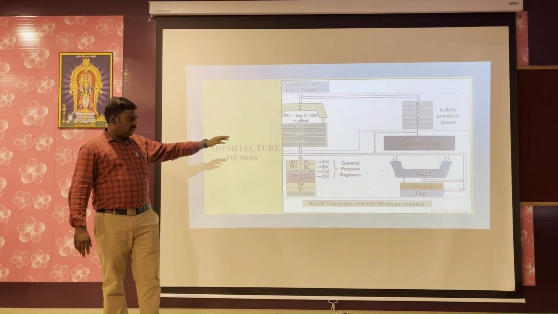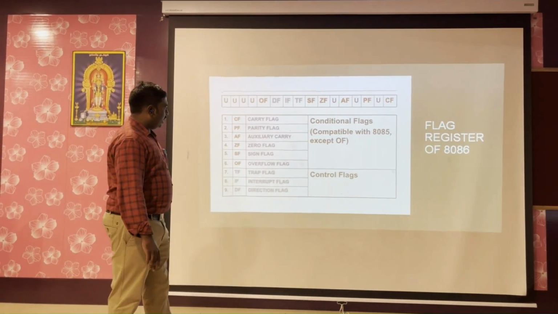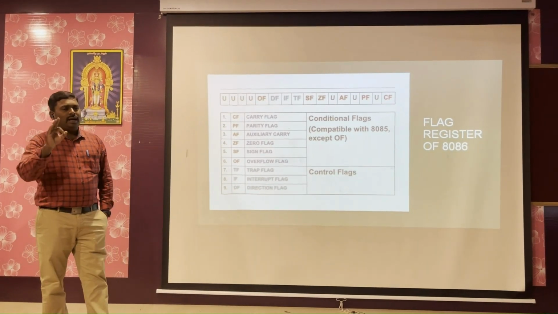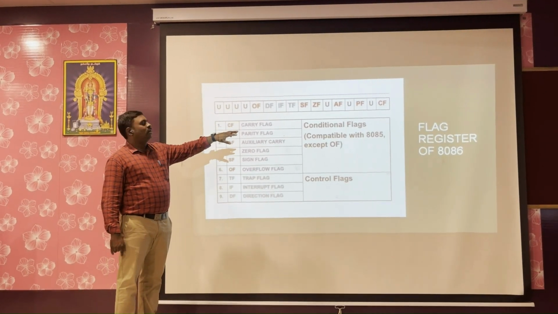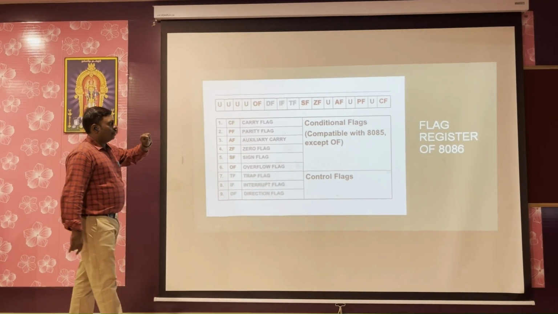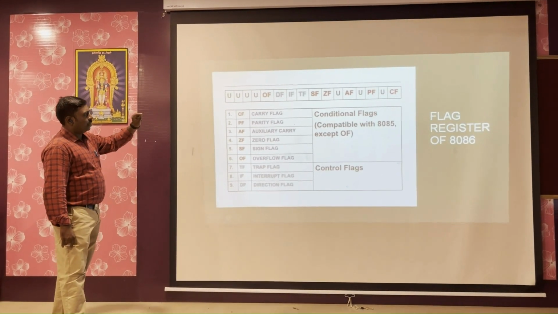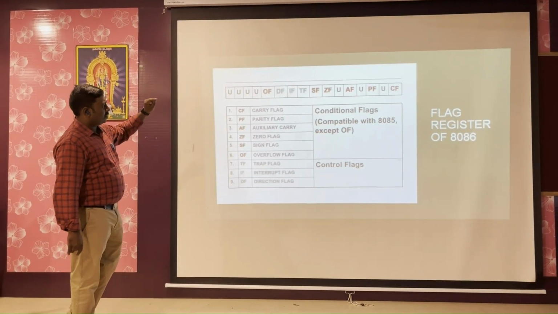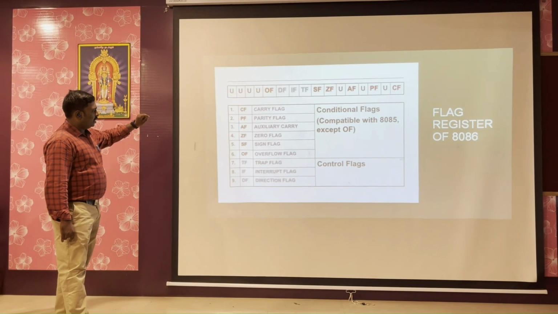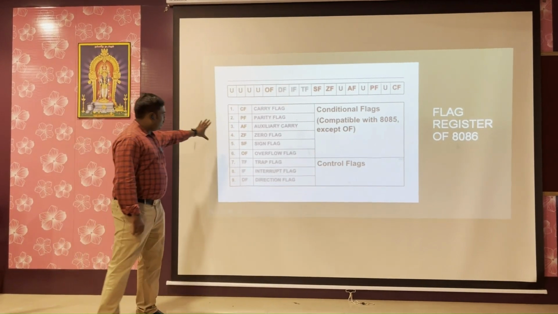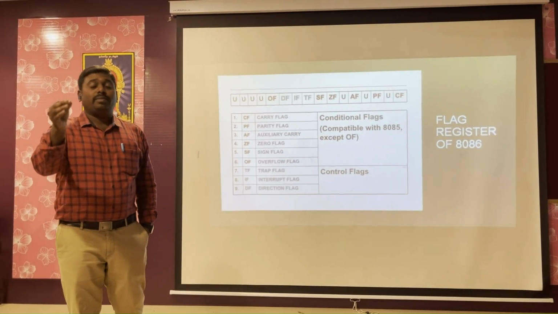Followed by the flag register. You have to see the flag register. In 8086, we have 6 conditional flags and 3 control flags. See this diagram. Totally 16 bits. Bit 0 carries the carry flag. Similarly, the second bit has the parity flag. The fourth bit has the auxiliary carry flag. The 6th bit carries the zero flag. The 7th bit carries the sign flag. Similarly, the 12th bit has the overflow flag. These 6 flags belong to the conditional flags. These flags are also compatible with the 8085 8-bit processor.